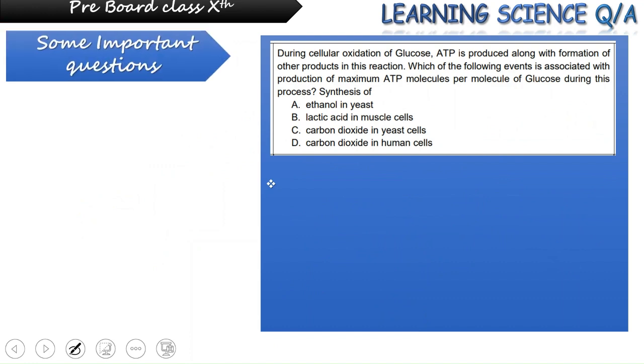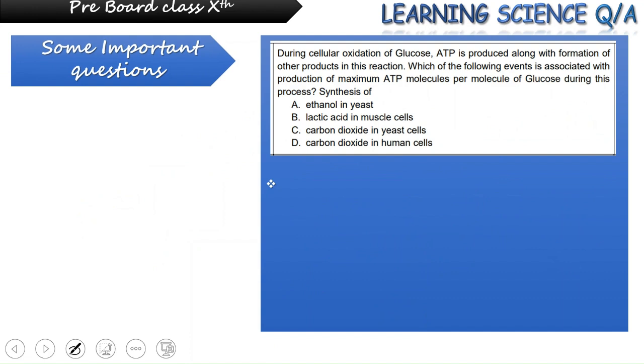Now, the next question that we have is, during cellular oxidation of glucose, ATP is produced along with the formation of other products in the reaction. Which of the following events is associated with the production of maximum ATP molecules per glucose during the process? We have 4 processes listed here which all take place during the cellular oxidation of glucose at different points of time in different organisms.